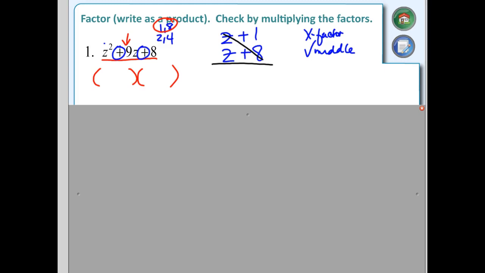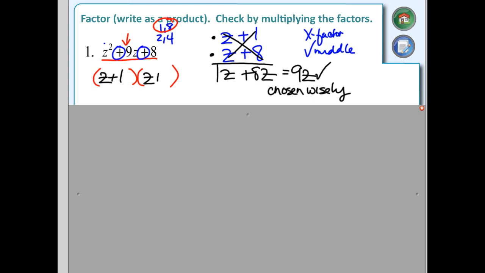So we'd say z times 8 is 8z plus 1 times z, which is 1z, and if I add those together, we've got 9z. Did you notice my middle checks? If my middle checks, then I like to say we have chosen wisely. I'm an Indiana Jones fan. So that means my answer would be the first binomial is z plus 1, and the second binomial is z plus 8. And then I promise if you FOIL them, you'll get the original back.